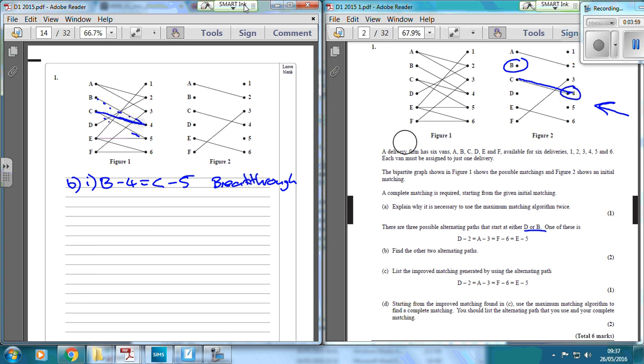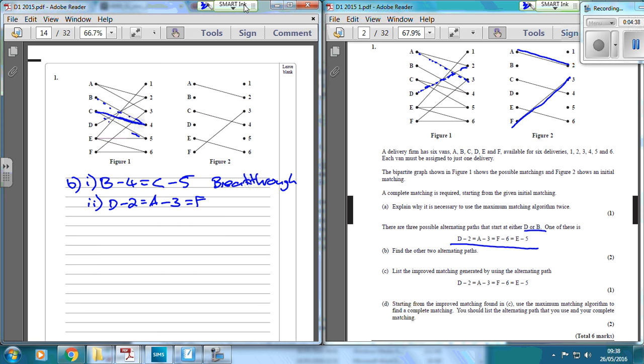So let's have a look. The previous one went D to 2 to A. So what we're going to do is follow this until we've got a different choice to make. So the second path, we're going to start at D, and we've got to start off at 2. So we've got to go from D to 2. And then 2 is already matched to A. And then A can go to 3. And then 3 is already matched to F. So it's looking the same so far.